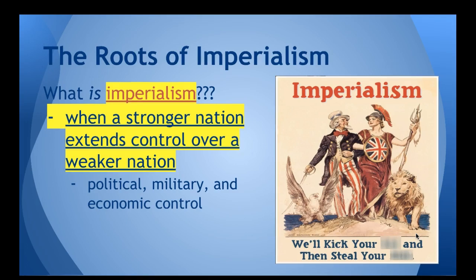So first we start with what is imperialism. That is when a stronger nation extends control over a weaker nation. This control could be political, military, or economic, or a combination of the three. So imperialism is when a nation goes into an already established nation and basically just takes over.